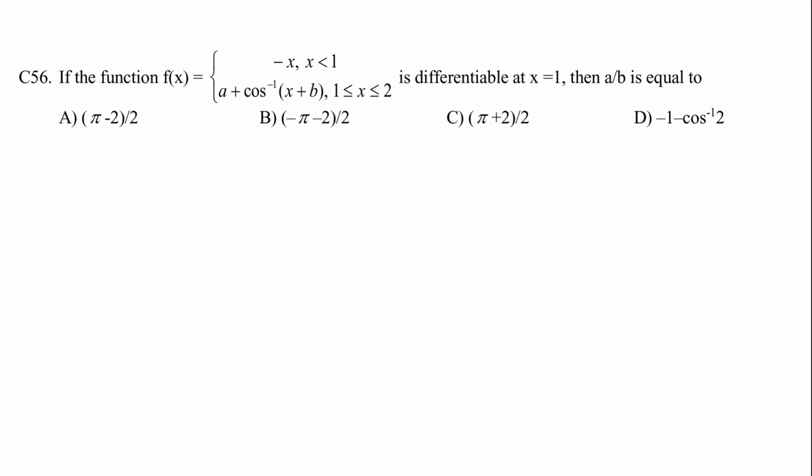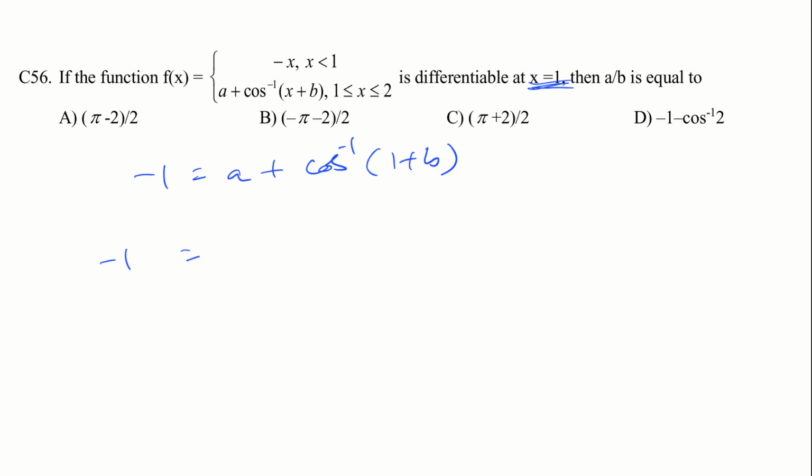Okay, in this problem, he said that it is differentiable at x equal to 1. That means it is continuous at x equal to 1. The left limit at 1 minus is equal to the right limit at 1. That is, a plus cos inverse of 1 plus b. Now the left derivative at 1 minus is equal to the right derivative at 1.